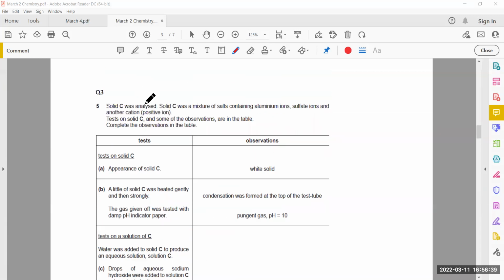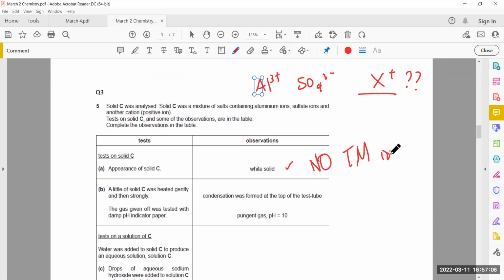Now, solid C was analyzed. Solid C is a mixture of salts containing aluminium, sulfate, and another cation, but we don't know what. Test on solid C: appearance, white solid. If it is a white solid, that means no transition metal ion. You cannot say, oh, because it's white, it has sodium, or whatever. You just say it's no transition metal.